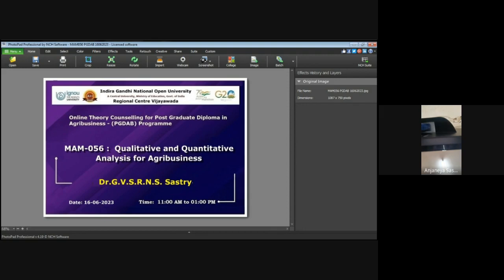Next one is quantitative techniques. So measures of central tendency: mean, median, mode; range, mean deviation, standard deviation, coefficient of variation; correlation, regression, dummy variable analysis, functional analysis, factor analysis. Next, principal component analysis. So these are all statistical analysis, quantitative techniques.